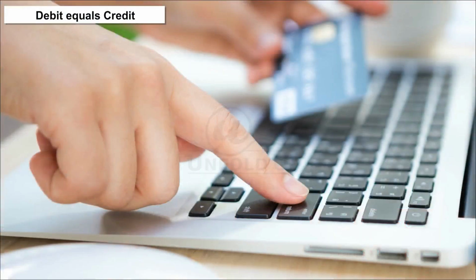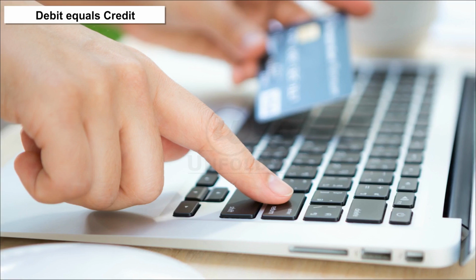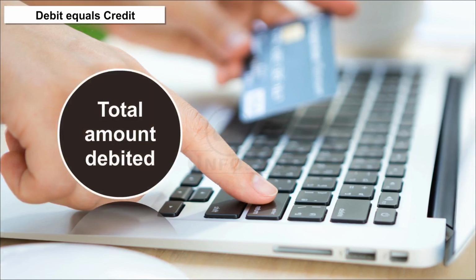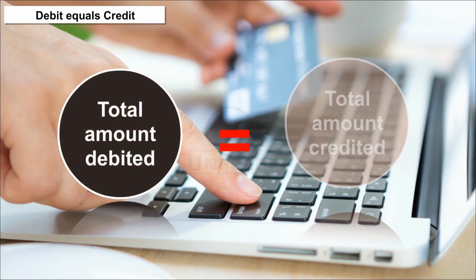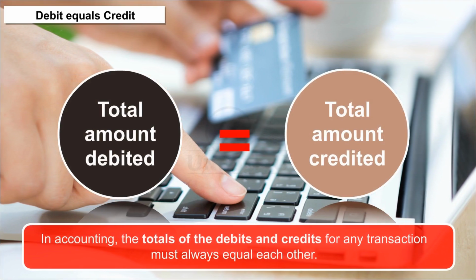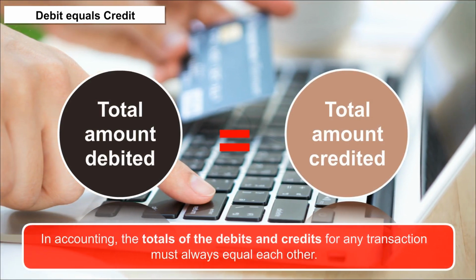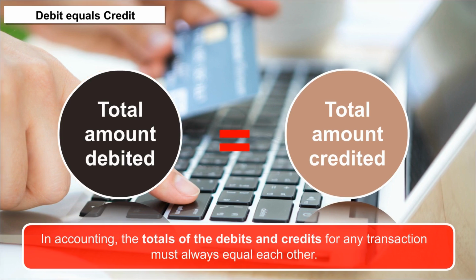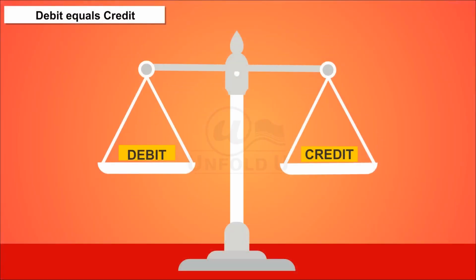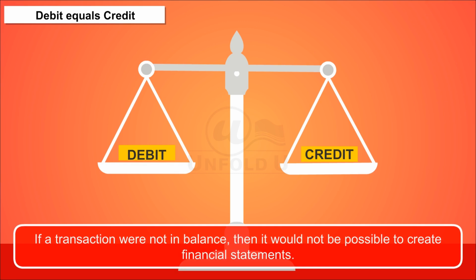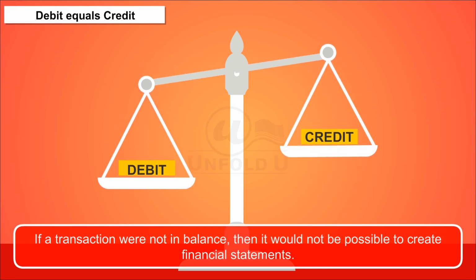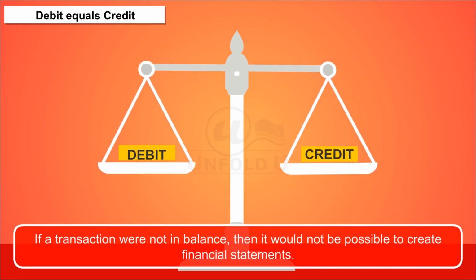Debit equals credit. When recording each transaction, the total amount debited must be equal to the total amount credited. In accounting, the totals of the debits and credits for any transaction must always equal each other, so that an accounting transaction is always said to be in balance. If a transaction were not in balance, then it would not be possible to create financial statements.